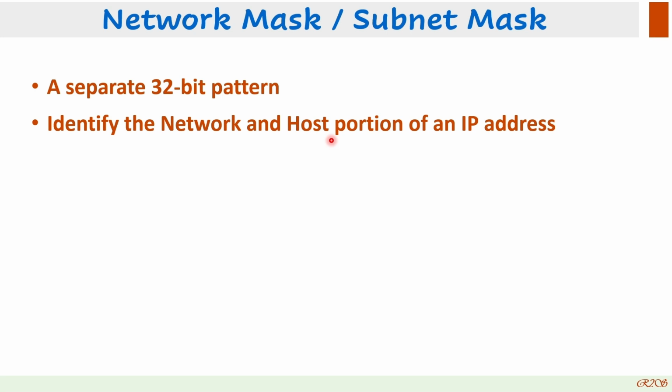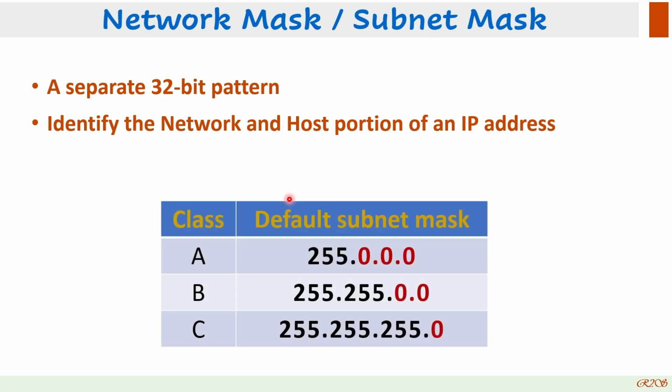So we need to know that, and this is done basically by using the mask, or network mask, or subnet mask. So the subnet mask is basically used to know what part of an IP address is used for the network address and what part of an IP address is used for the host address.